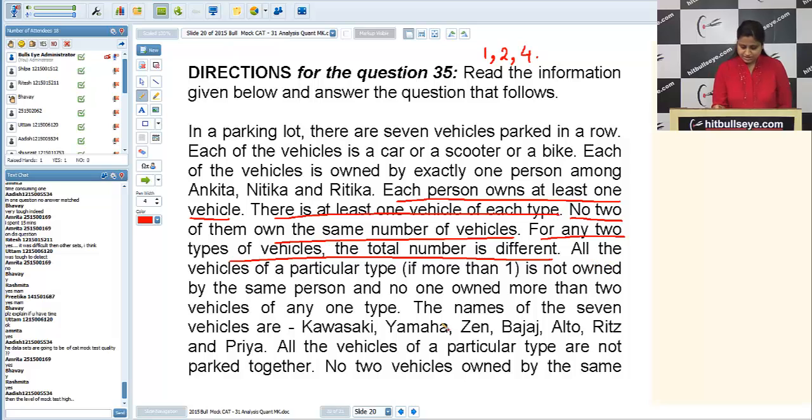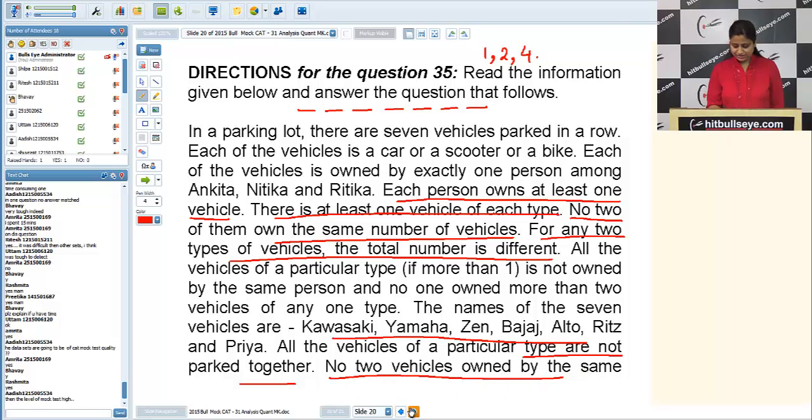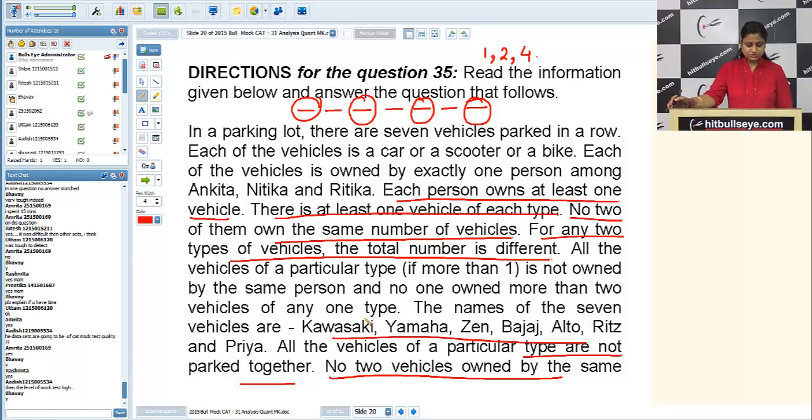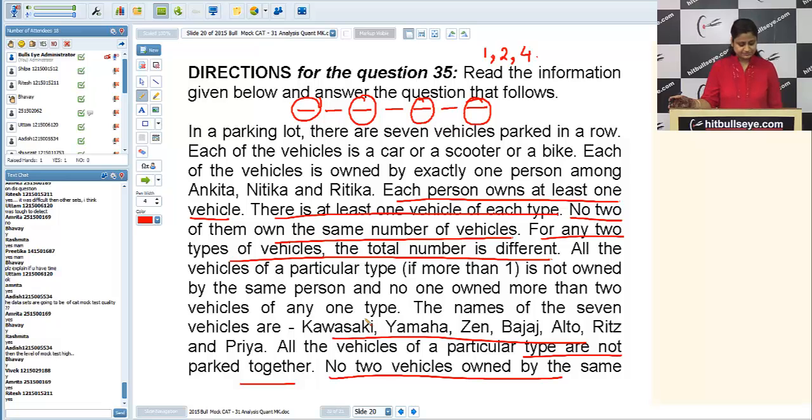Okay, so there are 7 places, 1, 2, 3, 4, 5, 6, 7. Now, names are given: Kawasaki, Yamaha, Zen, Bajaj, Alto, Ritz and Priya. And all the vehicles of a particular type are not parked together. Now, this was line: no two vehicles owned by the same person are adjacent to each other. So, can I say the person who is having 4 vehicles, these encircled places are the only possibilities for parking? Can I say this? Because otherwise any two of them, at least 2 of them will be adjacent.